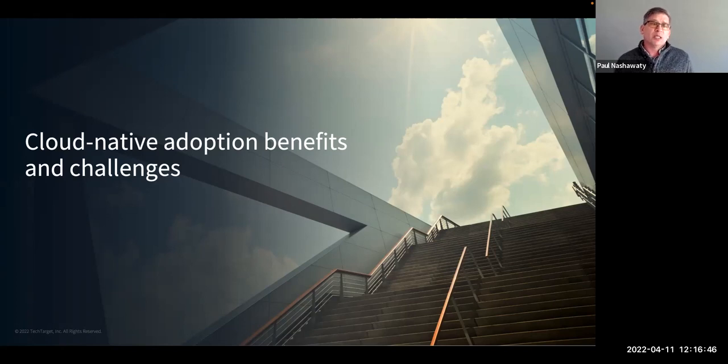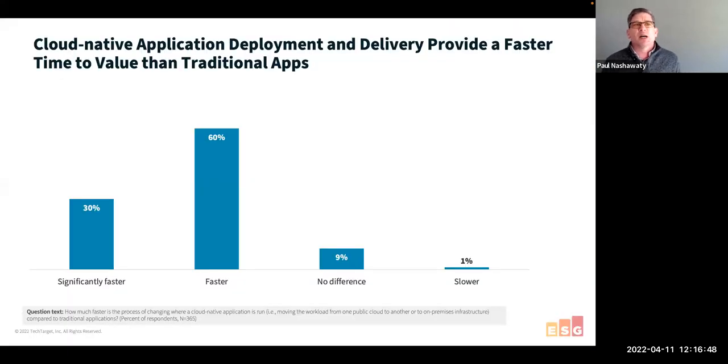So when we looked at our first study, we found that cloud native is really the preferred way to deliver faster time to value over traditional applications. We see that organizations are leveraging cloud native as a way to run, deploy, and deliver faster time to value over traditional applications. As we see here, 90% of respondents indicated that this is a faster way to drive business results and respond to those business KPIs.